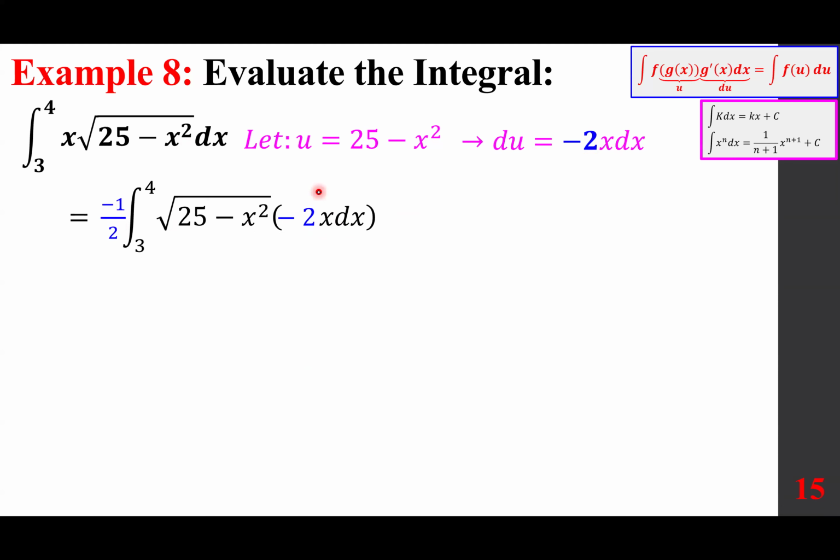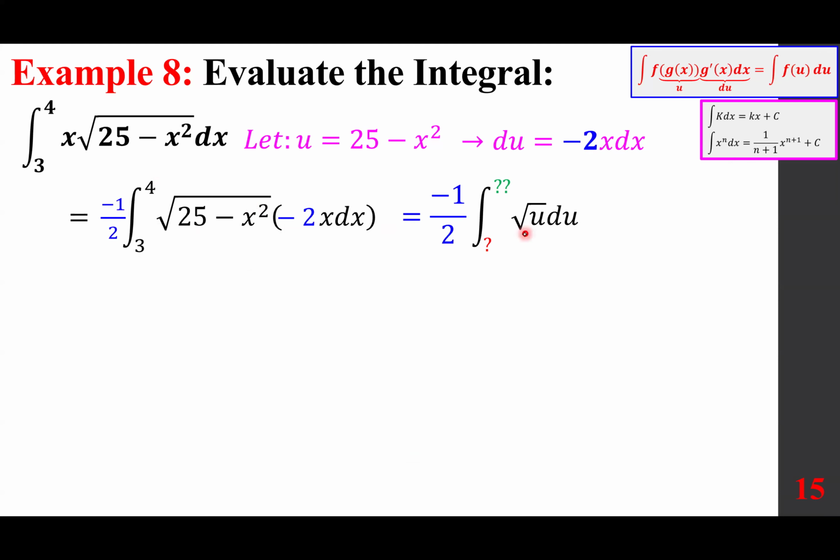And now you're looking at -1/2, the integral of square root of u du, but I'm not going to write the limits 3 and 4 because they no longer pertain to u. Therefore, we have to find the new limits. Let's finish this just the way it is, and ultimately we figure out the new limits.